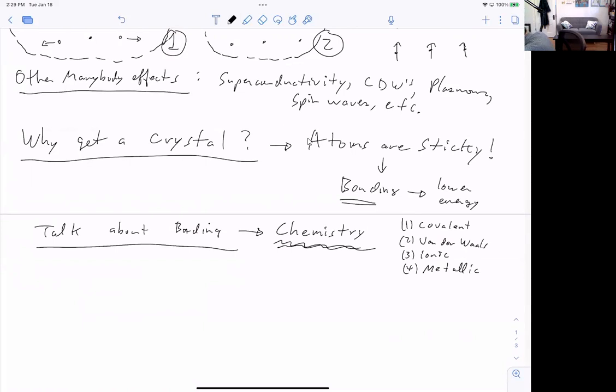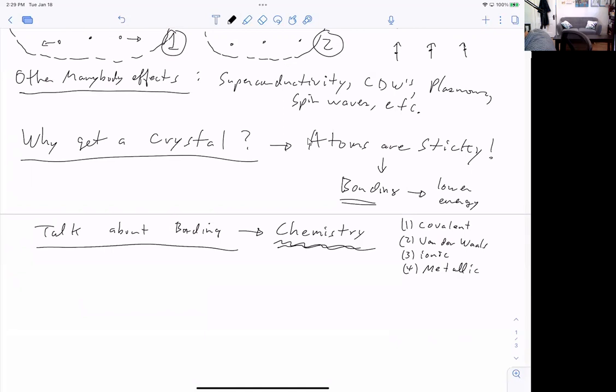But here we'll talk about just these four different types of bonding, because all of these are very important in solid state physics. And so that's why it's worth just talking a little bit about this on the first day of class. So let's talk about covalent bonding. And so let's talk about why covalent bonds form. And so right now, let's just do chemistry.